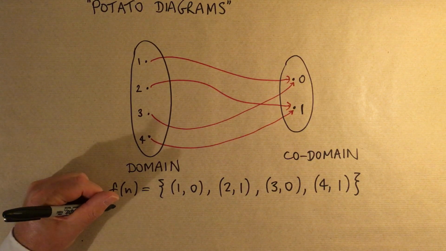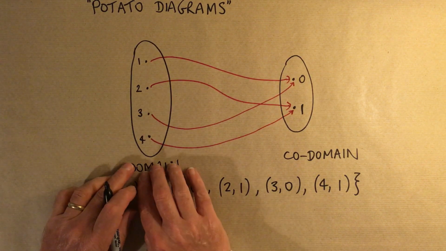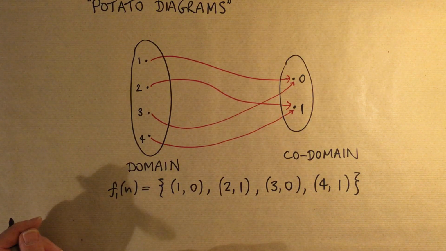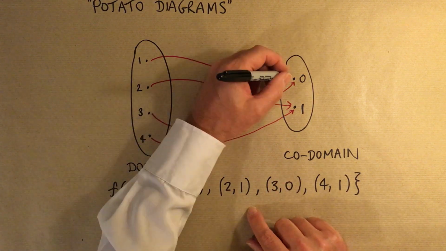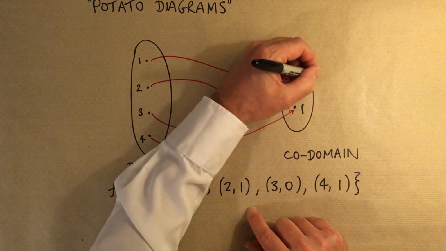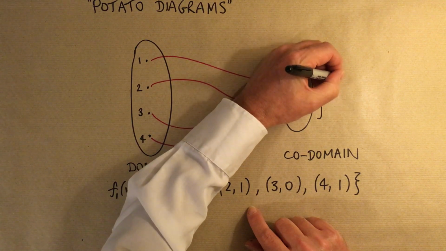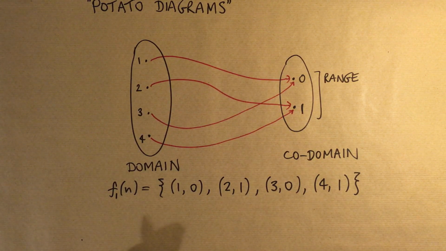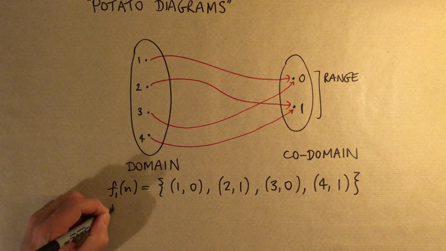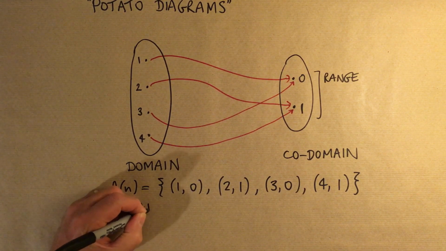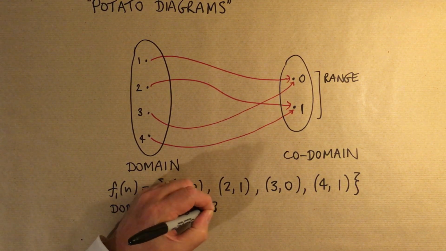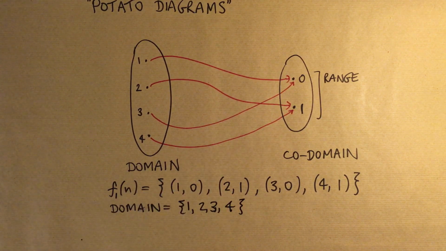So let's take a second function. Okay, so this is the domain. This full set is called the codomain, and the set of all values that get pointed to, that's called the range, or sometimes also called the image, but I'm going to call it the range. So for this function, the domain is the set 1, 2, 3 and 4. That's the set that is the domain.